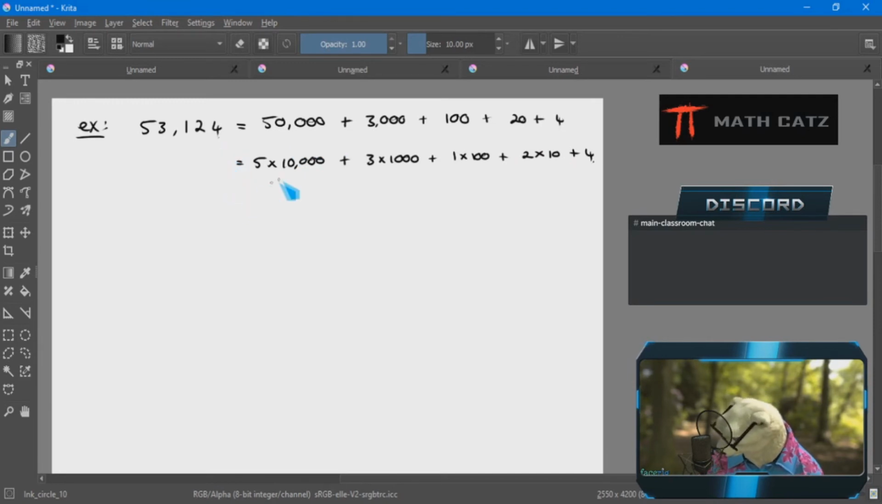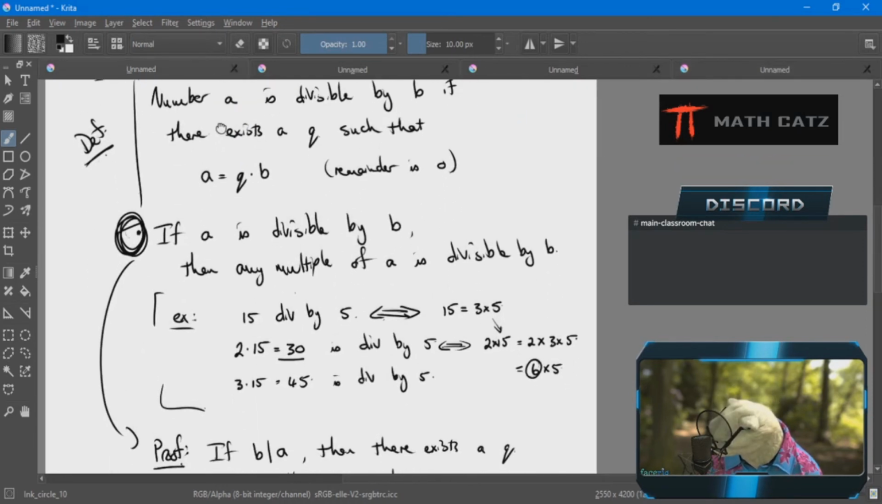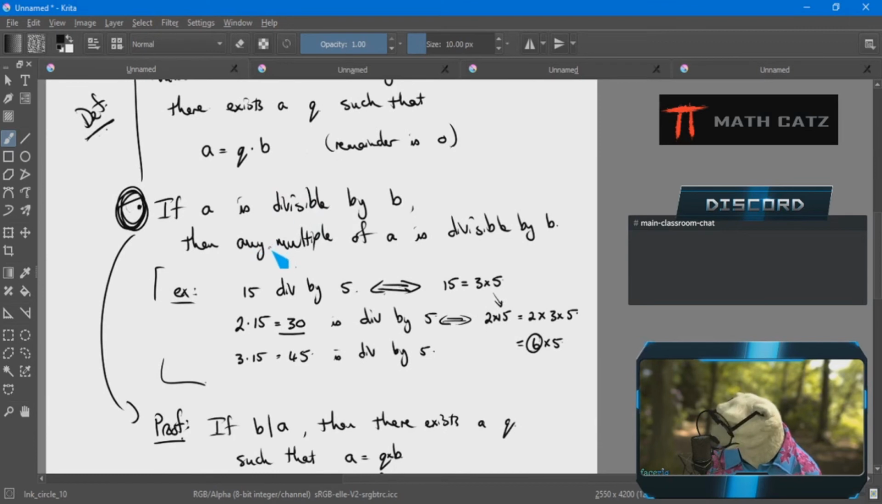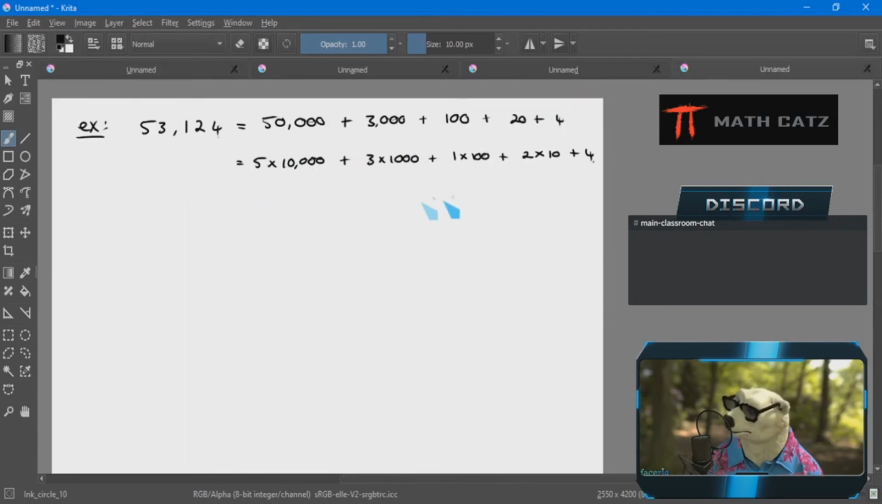Okay, now the problem is that 3, which is my focus right now, doesn't divide into 10,000. It doesn't divide into 1,000. It doesn't divide into 100 or 10. So I can't quite exploit this multiple property yet. I need something divisible, then any multiple will always work. Don't have that yet. But I have something nearby.